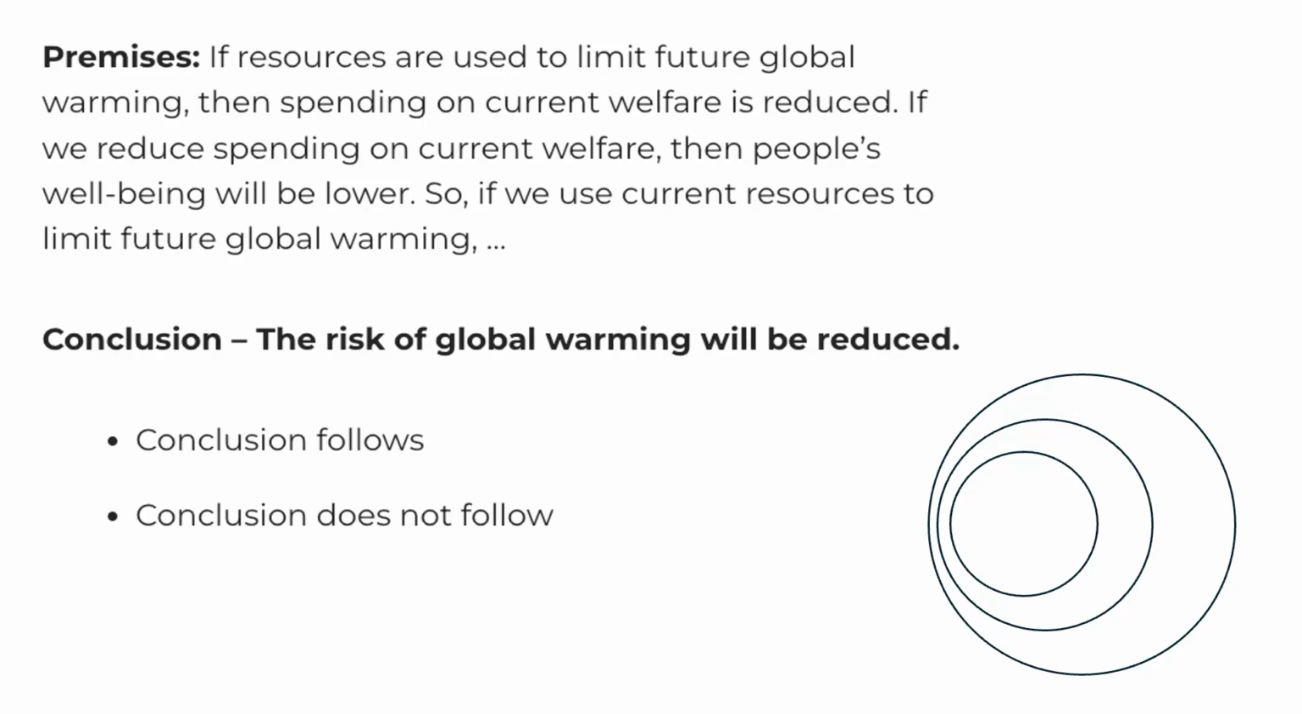So we can break this up according to these if and then halves. So I will draw a line to separate each of these between the if and the then. So for the first part, again, if resources are used to limit future global warming, we can call this A, then spending on current welfare is reduced. And the reason that I'm labeling them A and B is because we can understand this visually through this figure at the bottom right. So we can call this inner circle, this inner portion A, and if this is true, then B must be true.